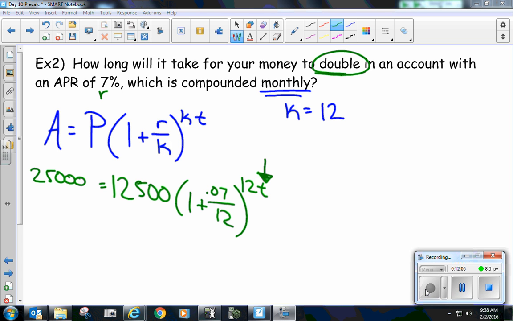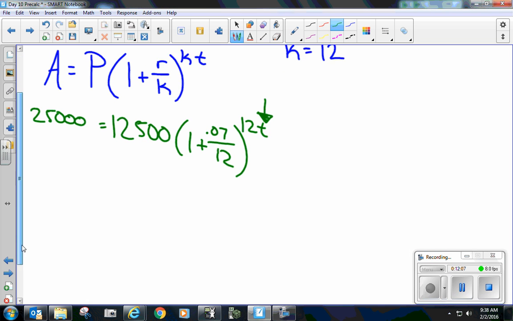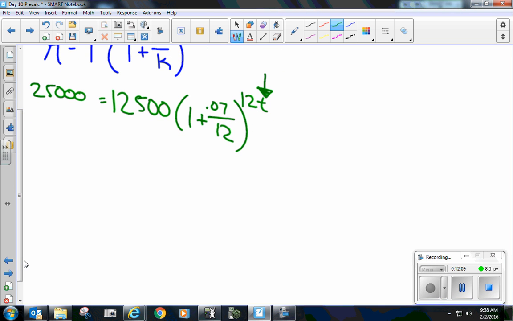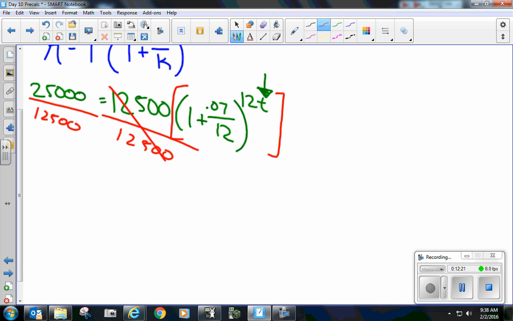Well, we still need to use log, which means I still need to peel everything away. When you use a log, I need the exponent, what it's attached to. I get rid of that 12,500, right? Bang. And I know since 25,000 is double 12,500, when I divide them, I should get a 2.